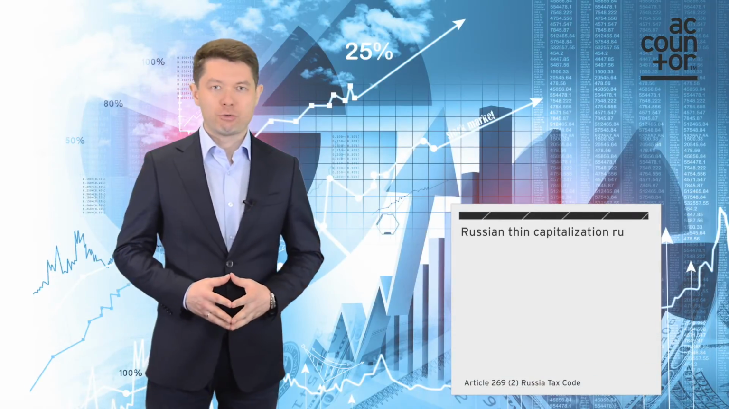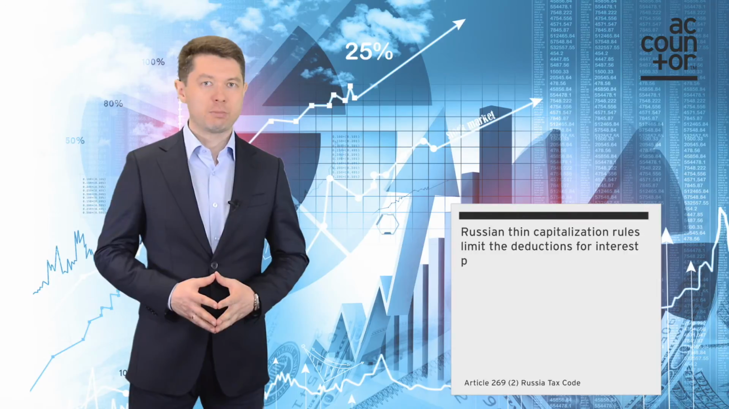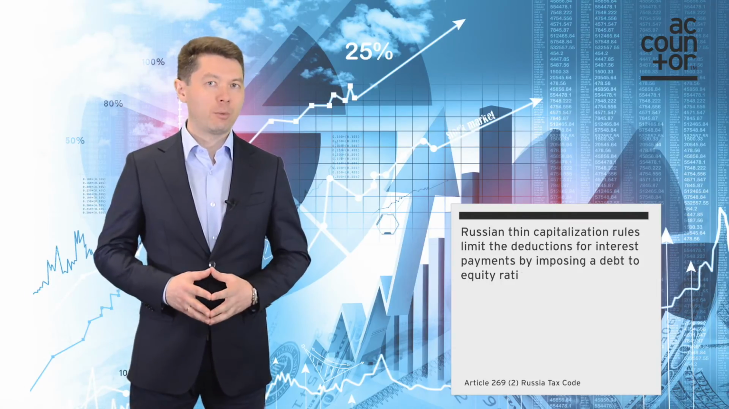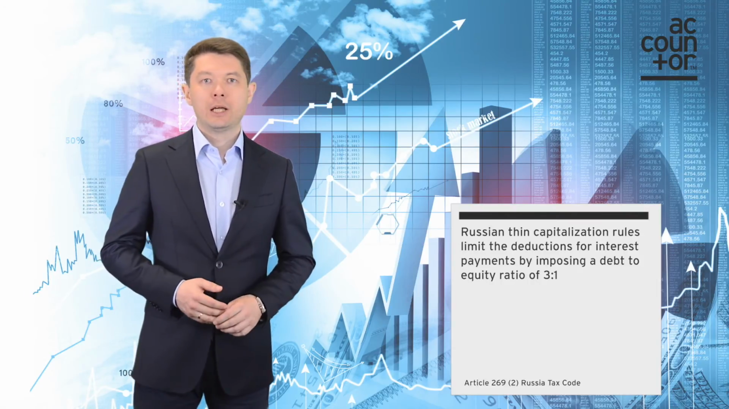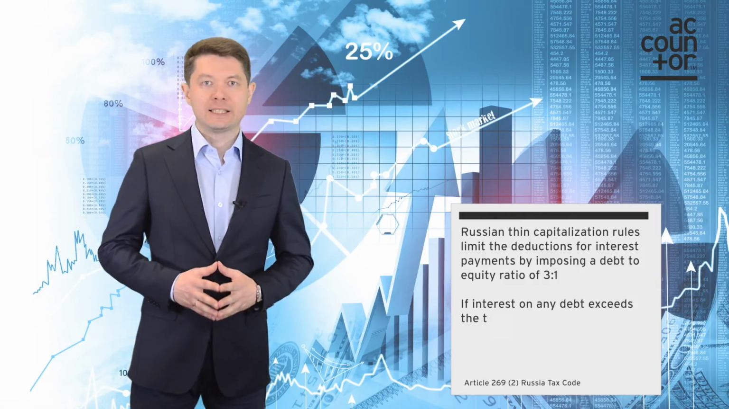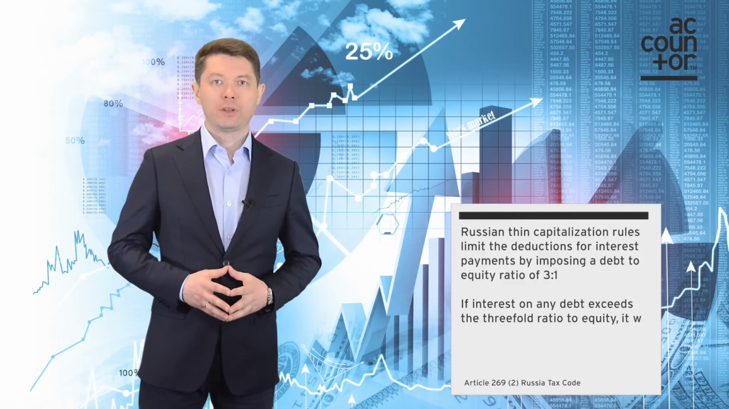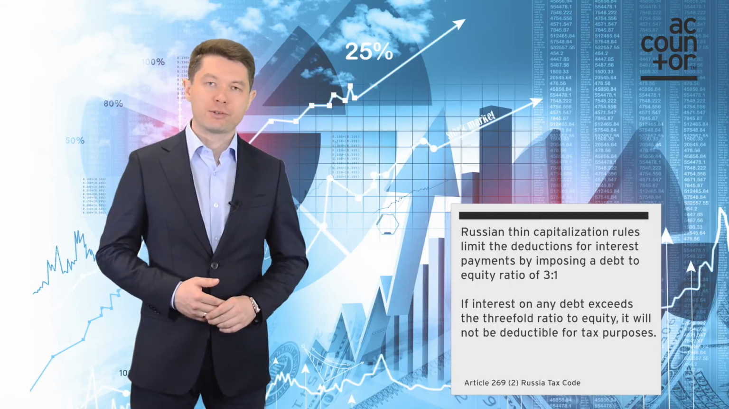Russian thin capitalization rules limit the deductions for interest payments by imposing a debt-to-equity ratio of 3:1. If interest on any debt exceeds the threefold ratio to equity, it will not be deductible for tax purposes.